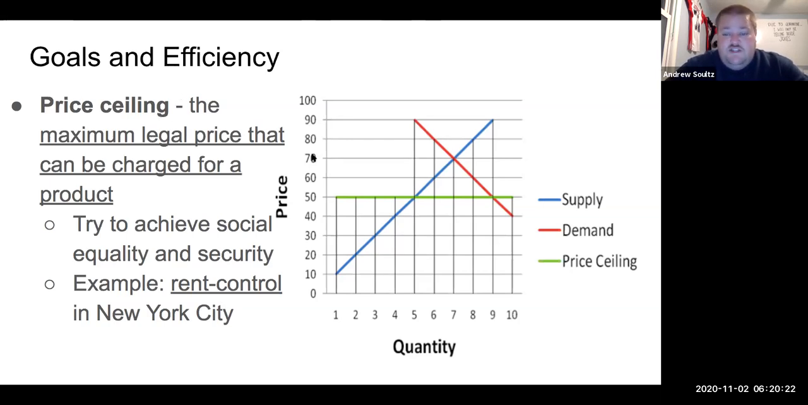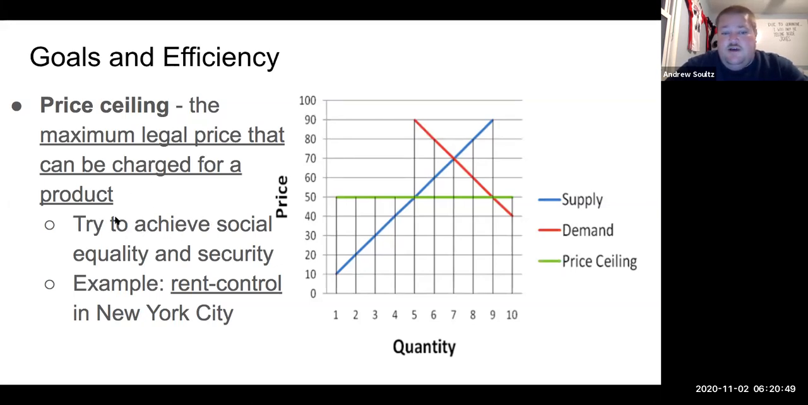An artificial price requirement, or like a setting, would be a price ceiling. And so what a price ceiling does is it sets a maximum legal price for a good or a service. And so it stops the price from going up to equilibrium. And so it's a maximum legal price that can be charged for a product.